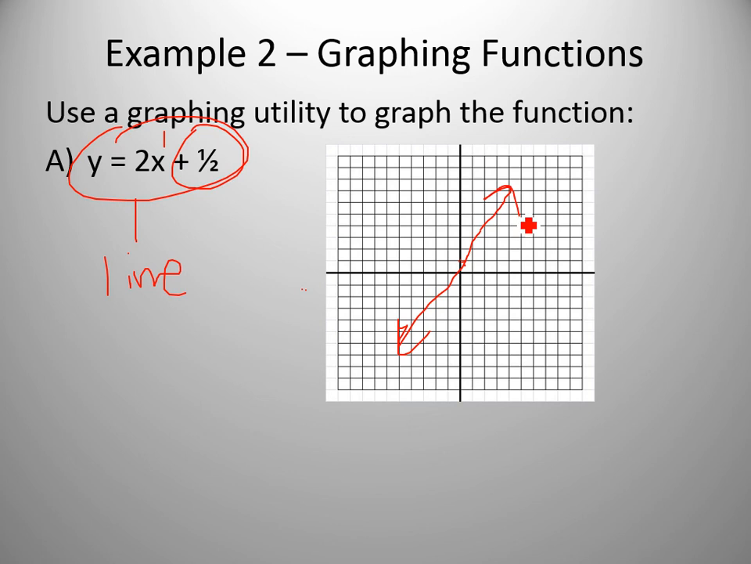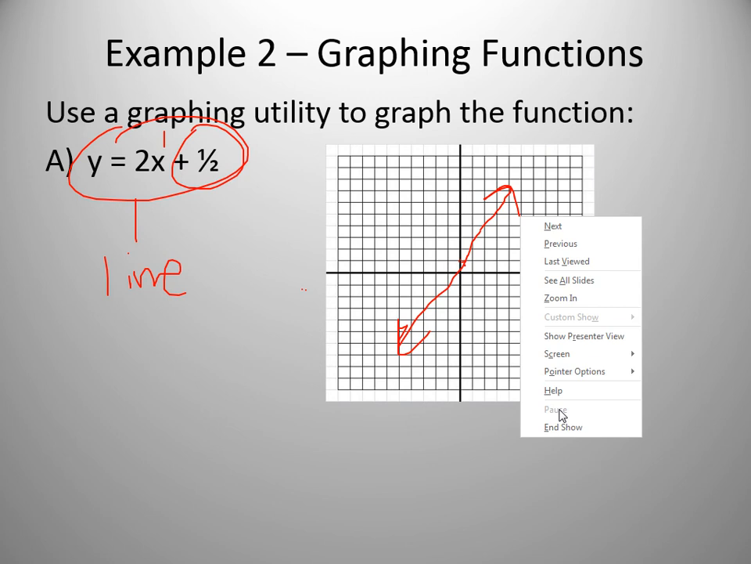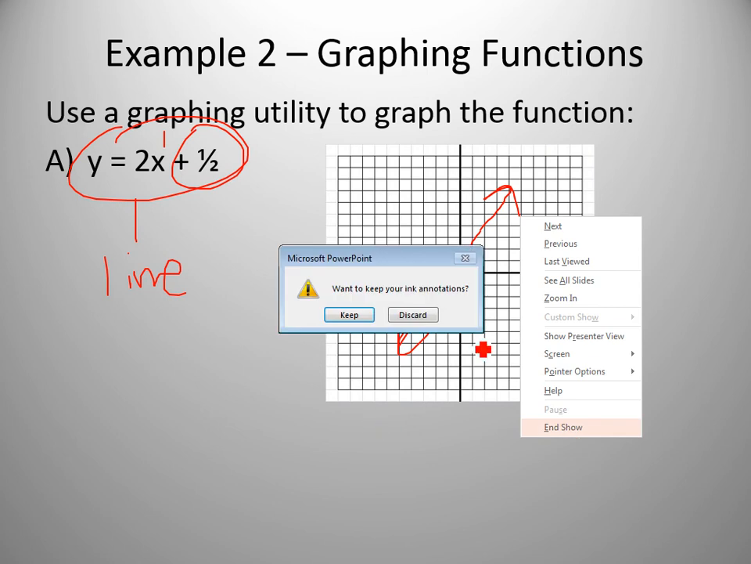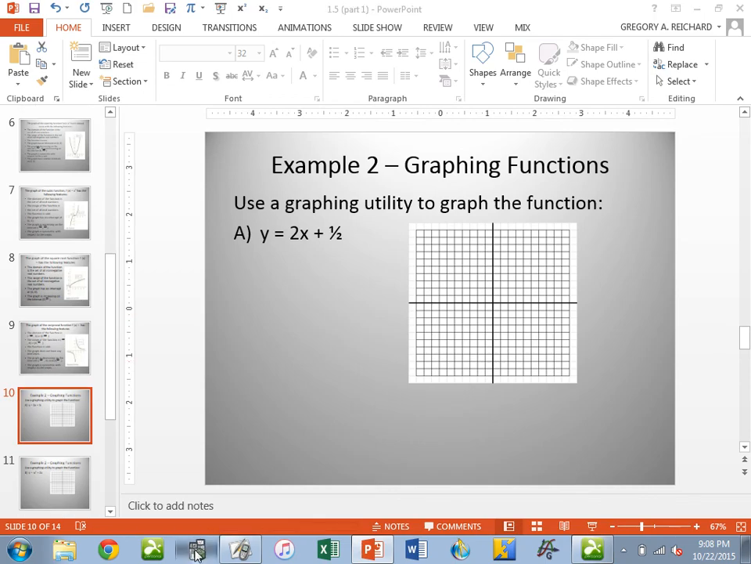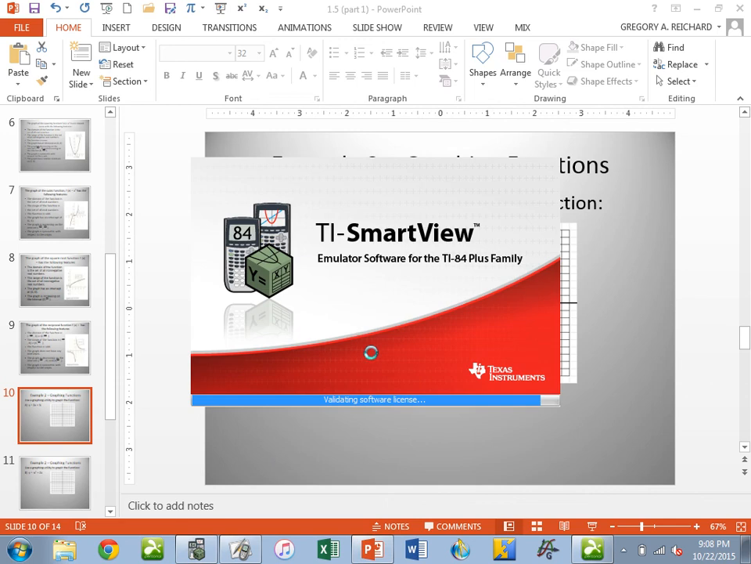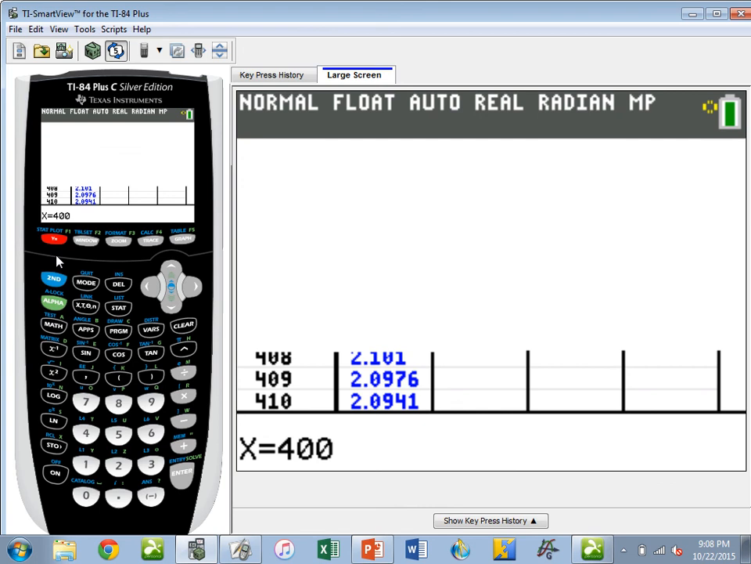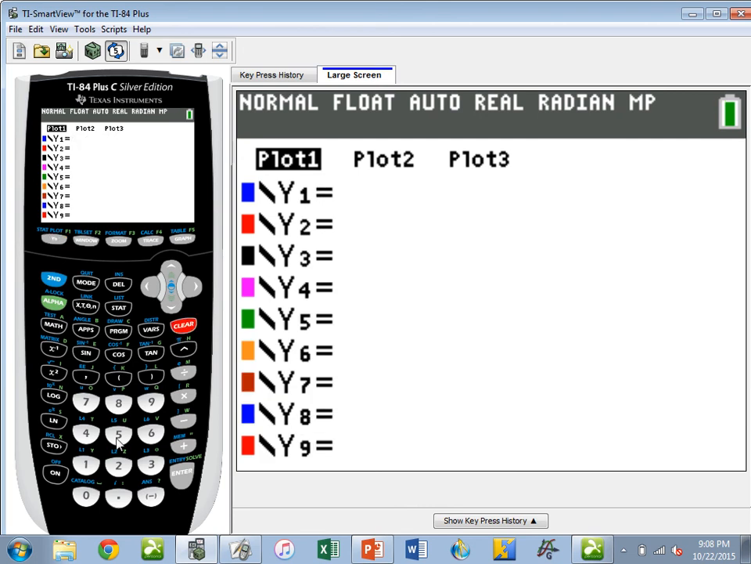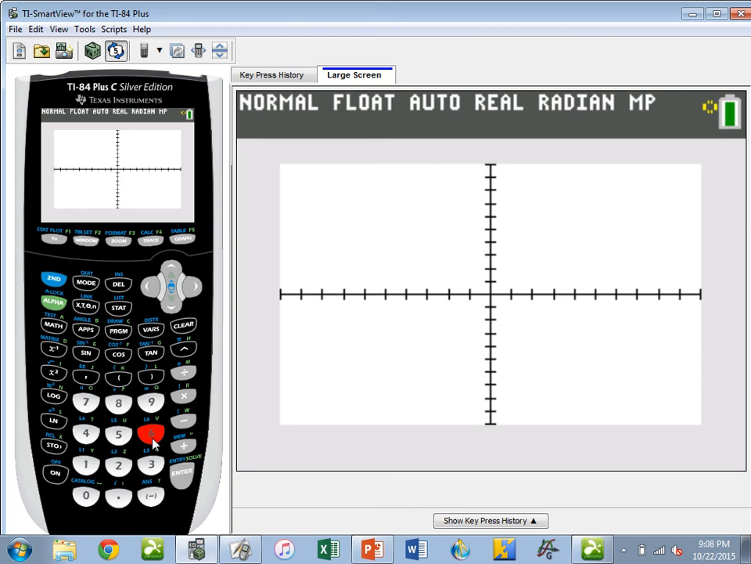So when you're doing this, how do you know if you're right? Well, if I go to my calculator and I go to y equals, and I put in 2x plus a half, then I should get a graph that looks very similar to what we just drew here. So I'm just going to put in here 2x plus 1/2, assume 6, and here's the line that you get, which is very similar to what we drew there. So that's the first part of this.